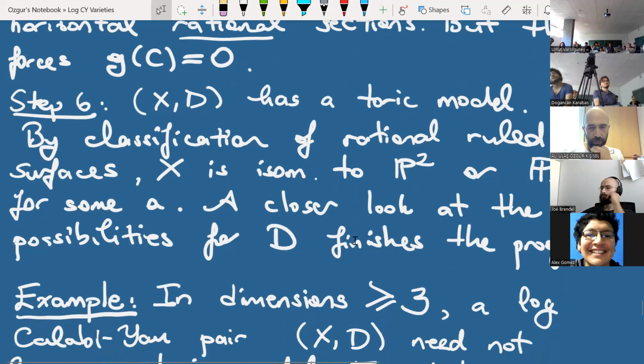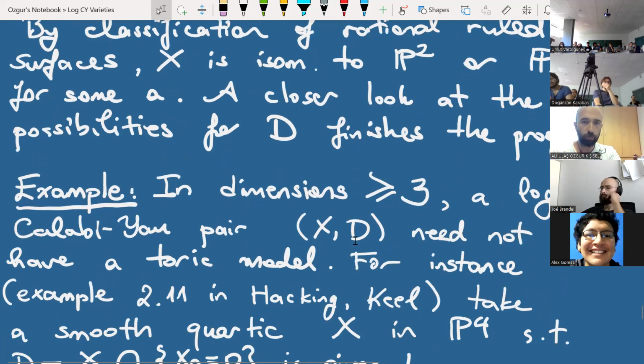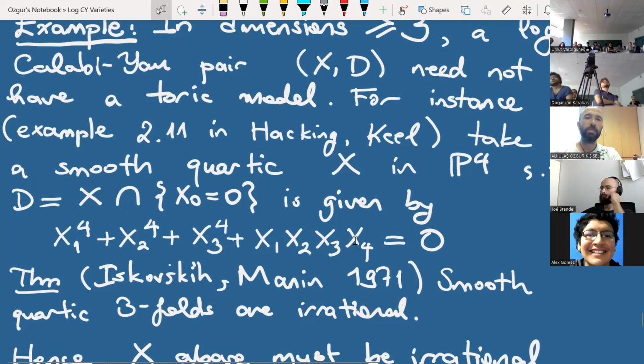Okay, so as Umut mentioned, this only works so well in dimension 2. The reason is that all the steps become increasingly complicated starting from dimension 3, even the minimal model program, which is itself a big thing. So in dimensions at least 3, a log Calabi-Yau pair need not have a toric model. I'll just again quote this example in Hacking and Kyo.